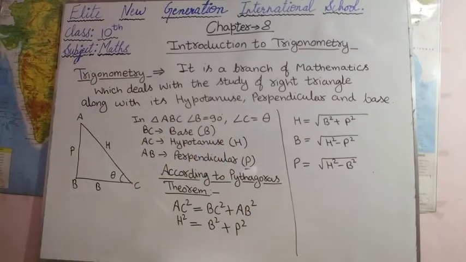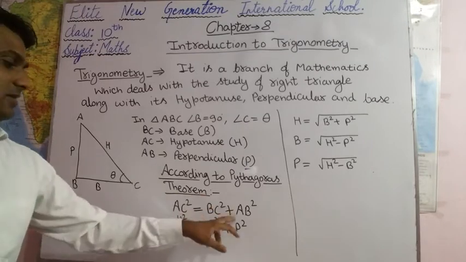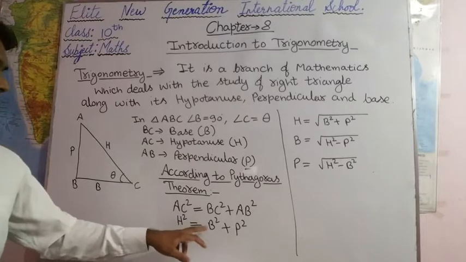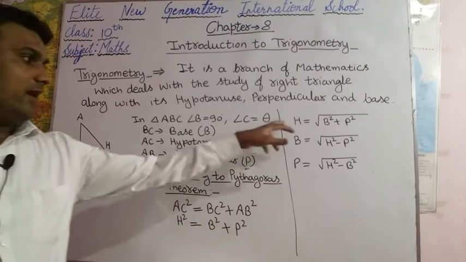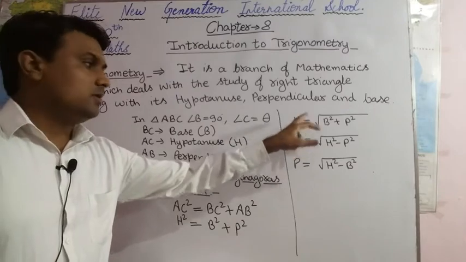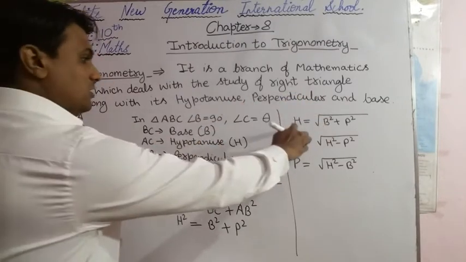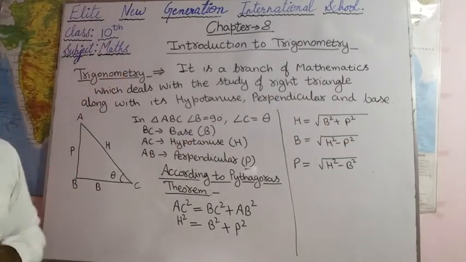According to Pythagoras theorem, when we apply it in this right angle triangle, it will be AC square equals BC square plus AB square, or we can also say that H square equals B square plus P square. So when we find the value of H, it will be H equals under root B square plus P square, or we can say hypotenuse equals under root base square plus perpendicular square.